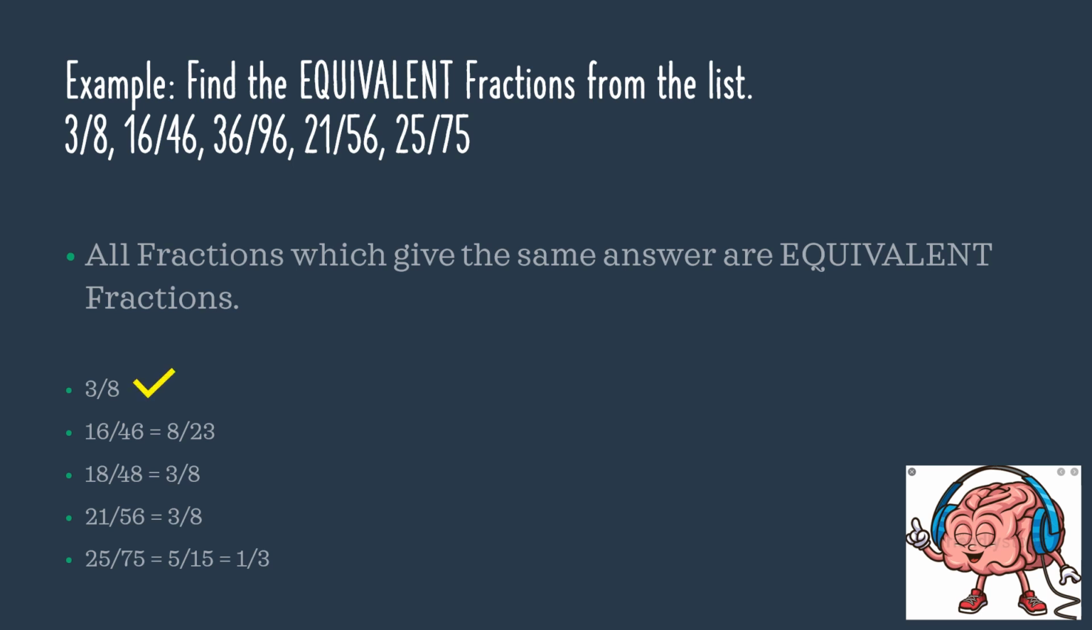So 3 by 8. 18 by 48 is also 3 by 8. 21 by 56 is also 3 by 8. So 3 by 8, 18 by 48 and 21 by 56 are called equivalent fractions.